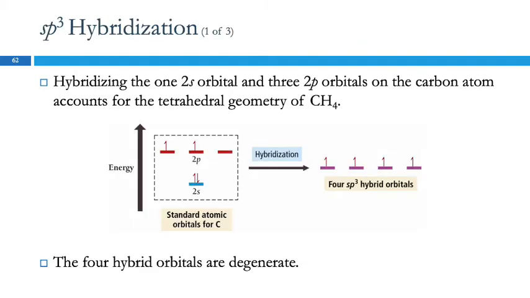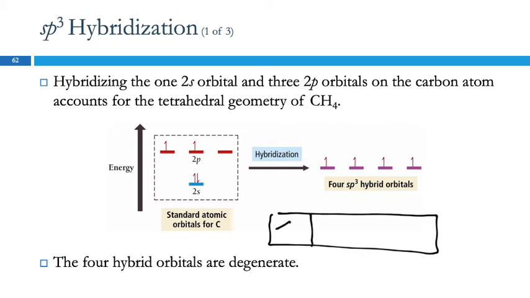Okay, so let's look at this. If we take a 2s and 3 2p orbitals and we hybridize them, we're going to end up with 4 identical orbitals. They're going to have the same energy. We call them degenerate. And this is a bit like a hotel. So this is the S room. That's supposed to be a bed. And next door is the P room, and the P room has 3 beds.